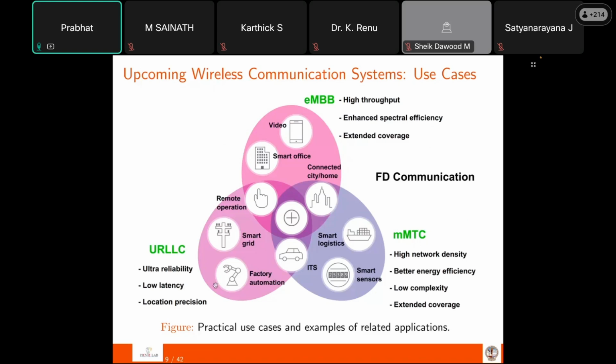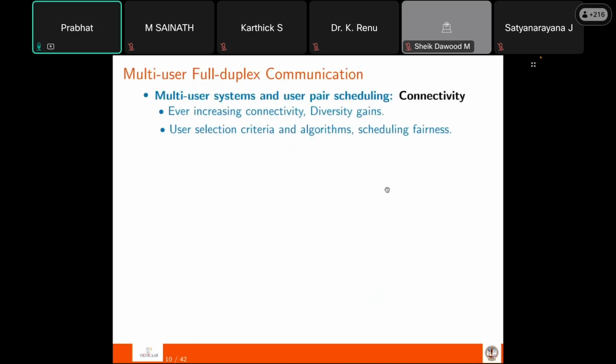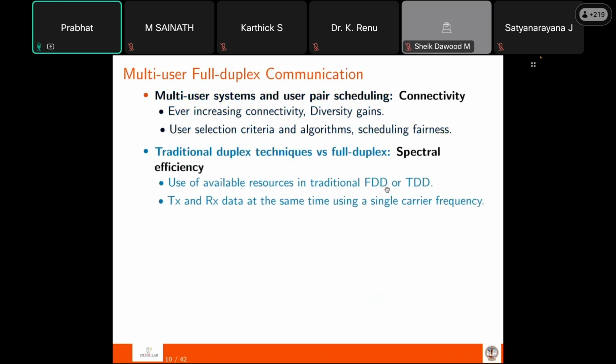So one of the technologies, or one of the key ideas which can work as the intersection of all these three verticals is full duplex wireless communication, and basically multi-user full duplex wireless communication. Multi-user systems and user pair scheduling is all about connectivity. With increasing connectivity, a lot of devices are now expected to be connected to the network. We have an exponential increase in the number of devices, and those devices are to be served by given resources. The resources are to be shared among the devices, so access to the resources is to be scheduled, right? That is one of the ideas the next generation systems are going to look into.